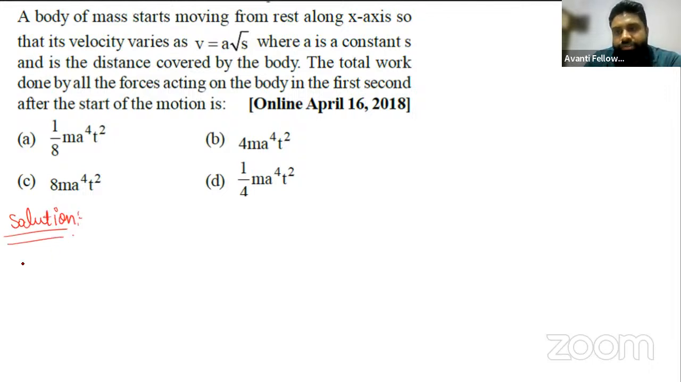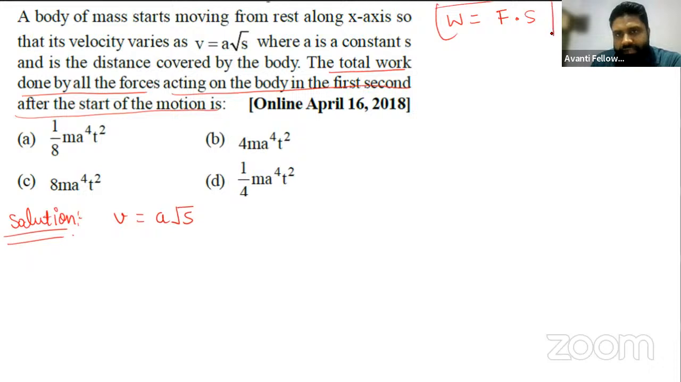So here in this question, the relationship v is equal to a root s is given. Okay? So we have to find out the total work done by all the forces acting on the body in the first second after we start the motion. Now for work done, what two things do we need? We need force and the displacement. Right? These two things we need. And for these two things, we are provided with this relationship.